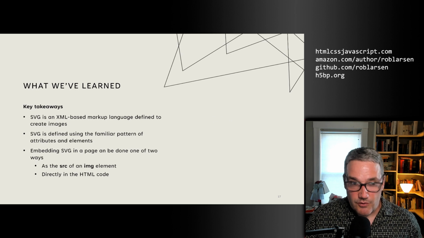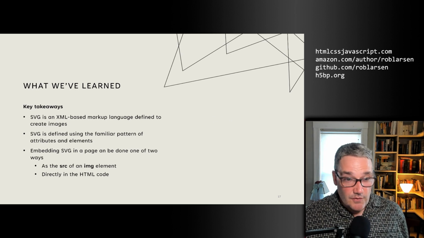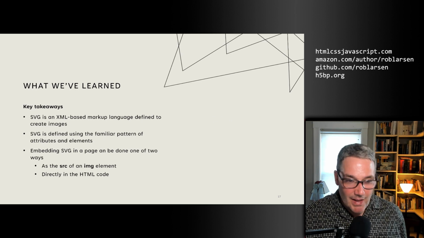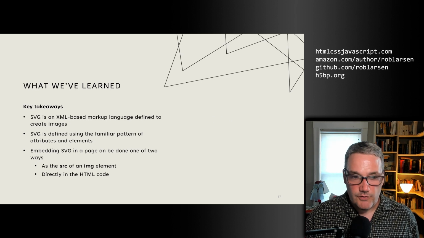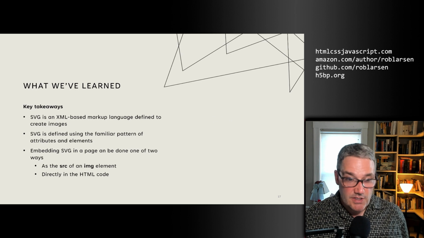So what have we learned in this first video? Key takeaways. SVG is an XML-based markup language defined to create images. SVG is defined using the familiar pattern of attributes and elements that you know from HTML. Embedding SVG in a page can be done one of two ways, as the source of an image element or directly in the HTML code.